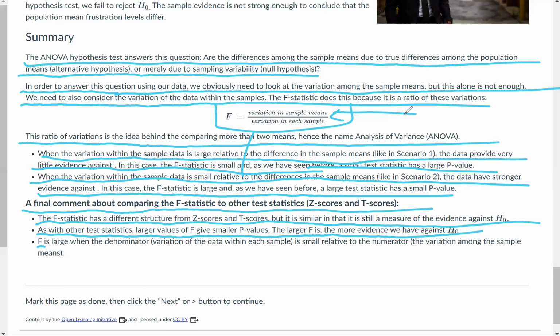Lastly, F is large when the denominator, the variation of the data within each sample, is small relative to the numerator. So when the variation of the data within each sample is small, but the variation among the sample means is large, that's when you'll get large F statistics.